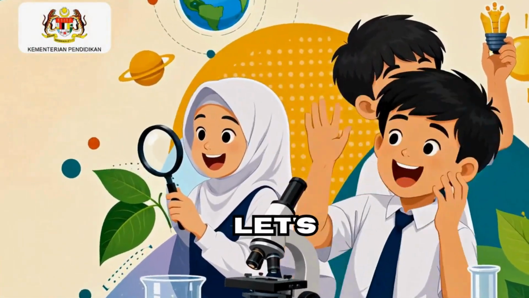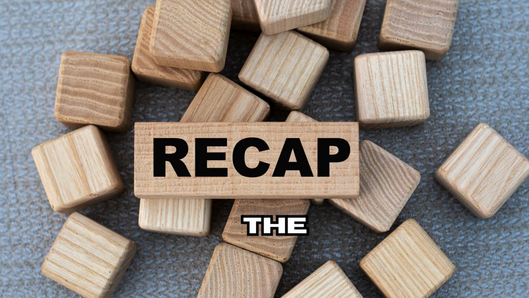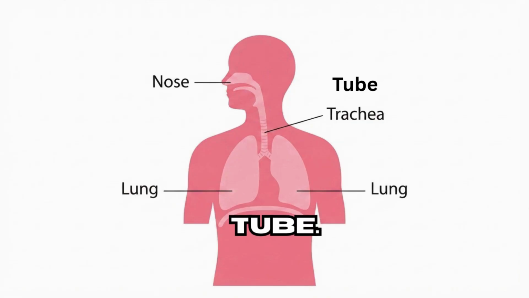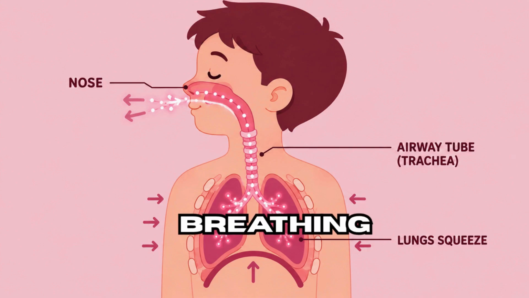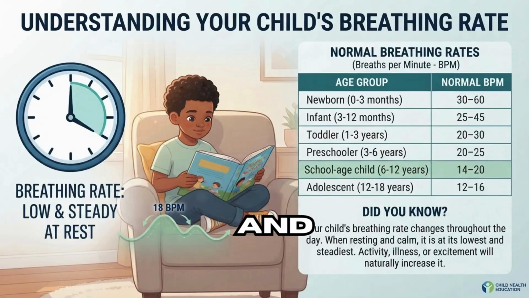So let's recap. 3 parts: the organs, nose, tube, lungs. The process: breathing in fills the lungs, breathing out empties them. And breathing rate: how fast we breathe and why it changes with activity.